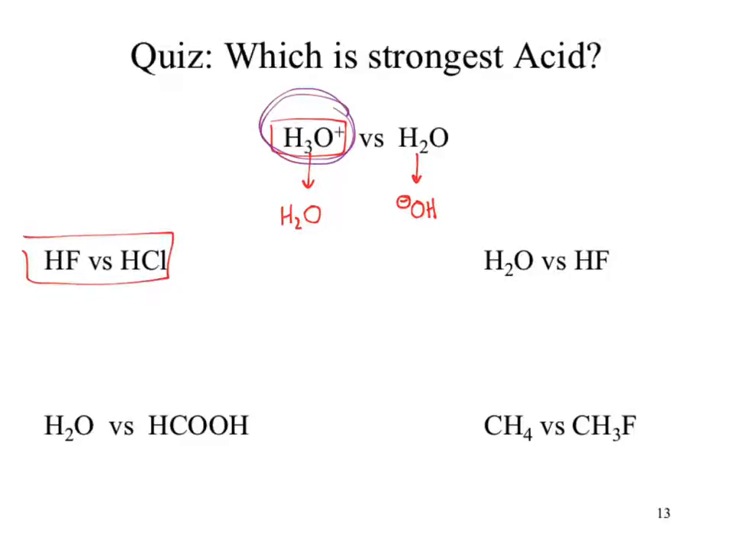HF versus HCl. Right? We remove, we end up with fluoride and chloride. Where are those located? Okay? In a column, which means we need to be evaluating based off of size. Which one is bigger? Chloride, which makes the chloride more stable, which makes the HCl more acidic. H2O versus H, we already did that one.